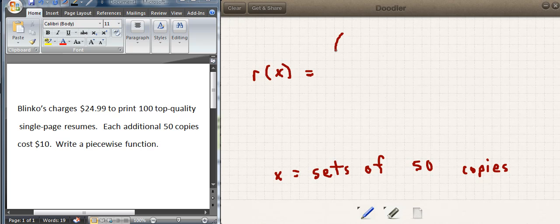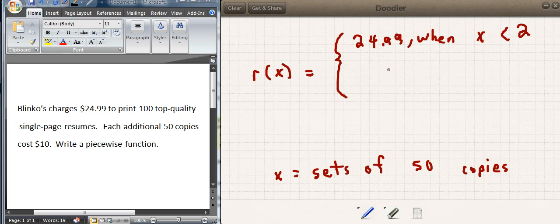And we're going to write out a function. Well, the first scenario is $24.99 when X is less than, it's sets of 50. So how many sets of 50 copies are in 100? That would be 2. And X will represent an integer in this case.